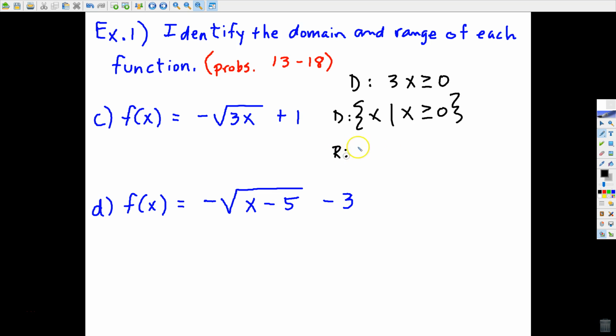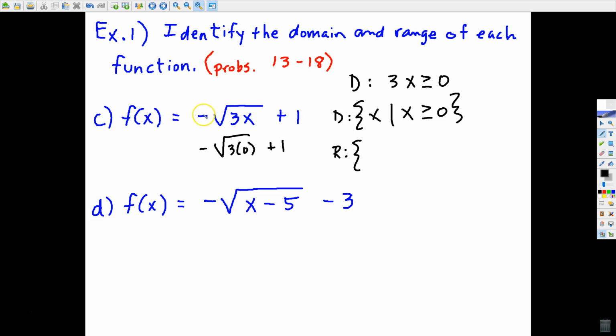For the range, you can take your result from this inequality, 0, plug it in, just go to your original function, and simplify. Well, the square root of 0 is 0. There's no such thing as negative 0. When I simplify this, I get positive 1. But you've got to be careful here.